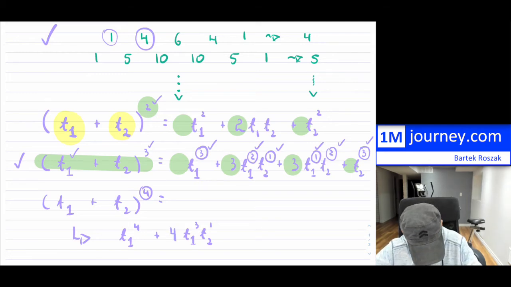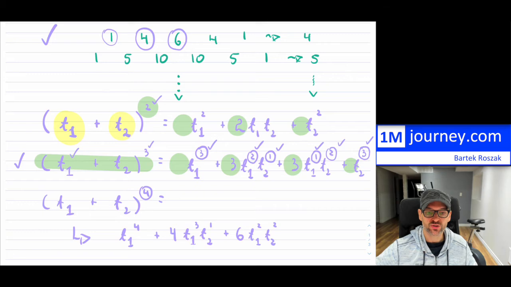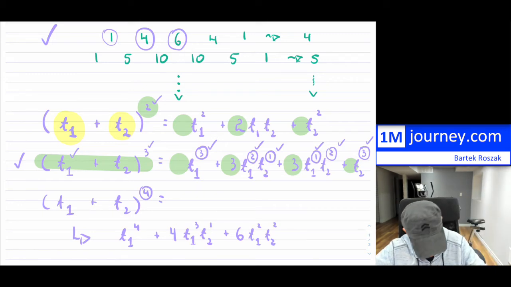And now next, I'm going to continue. So now my coefficient is going to be a 6, and term 1 is going to be squared, and term 2 is going to be squared. So term 2 is slowly starting to increase, and term 1 is slowly starting to decrease. And now again, notice my coefficient, that is 4. And now here it's going to be term 1 just to the 1. Term 2 is going to be to the 3.